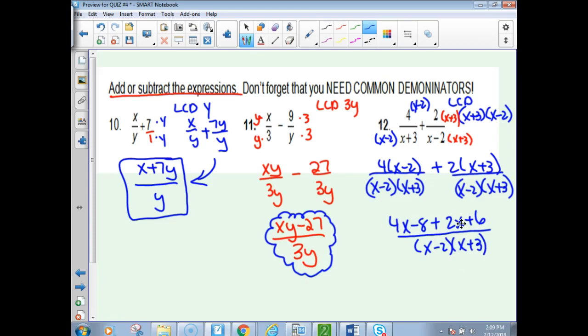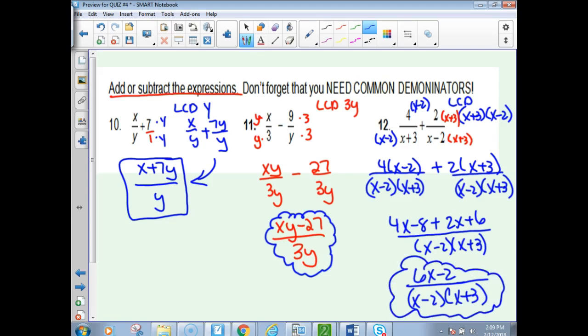Okay, and then I need to simplify my numerator. 6x minus 2 all over x minus 2 times x plus 3. Now, you can factor out a 2 from the numerator, but that's not going to simplify it to anything that would cancel. So I'm best off just leaving it alone. Be done.